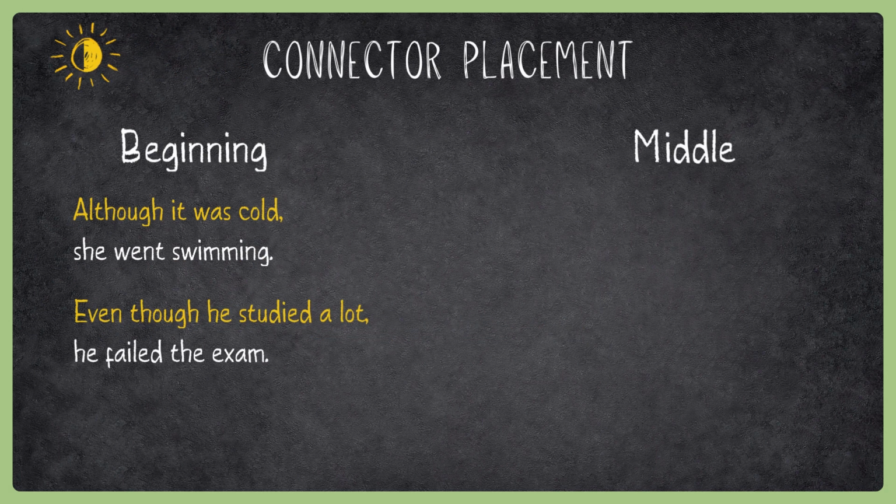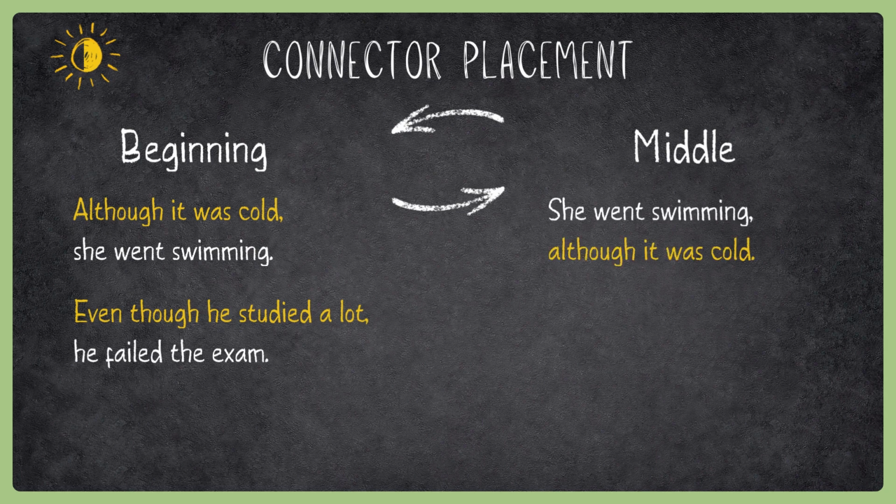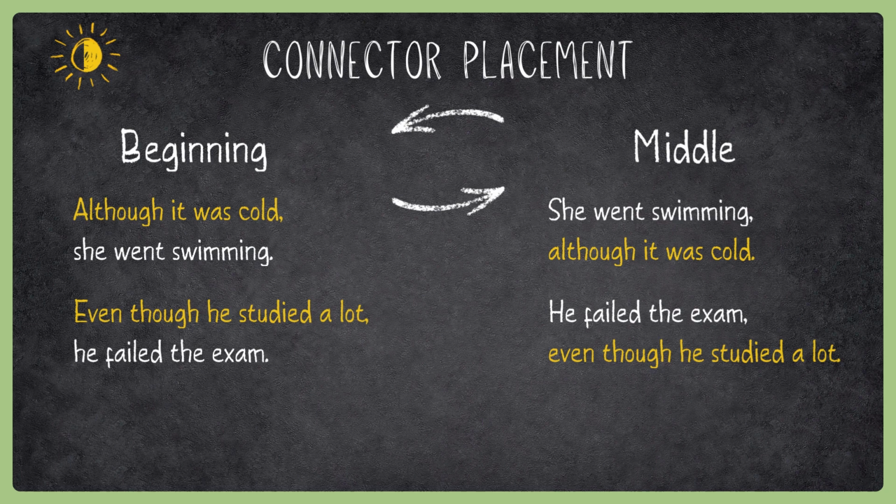Now, these connectors don't always have to go at the beginning of the sentence. You can also put them in the middle, between the two ideas. She went swimming, although it was cold. He failed the exam, even though he studied a lot. Both positions are correct. The meaning stays the same, but the focus changes a little.